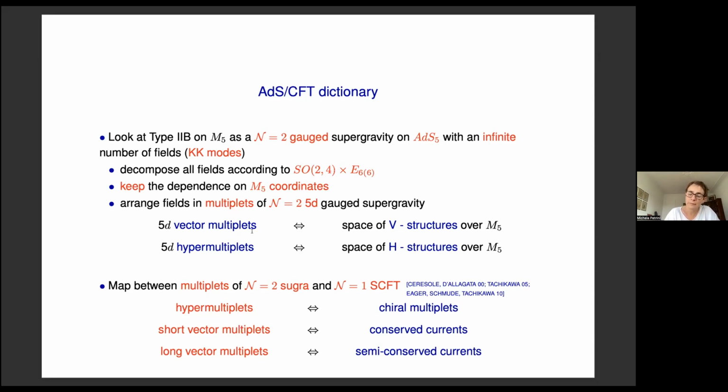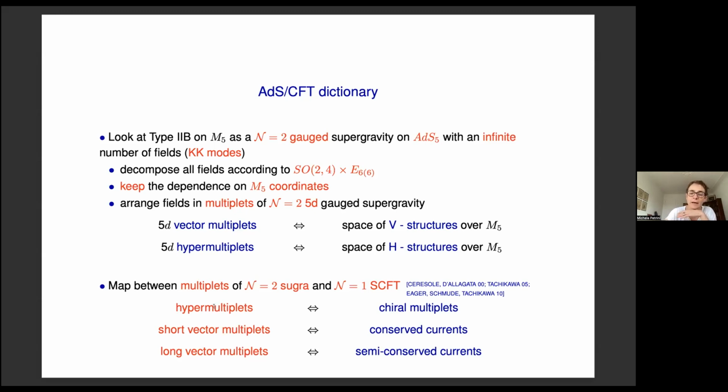So the vector multiplets of the gauged supergravity will be given by the space of this V structure. The idea is that I can think of the V structure at all points of my manifold, sorry, on M5. And similarly, the hypermultiplets correspond to the space of H structures. Then I can apply further the dictionary, which we all know and love, between N=2 gauged supergravity and N=1 SCFTs.